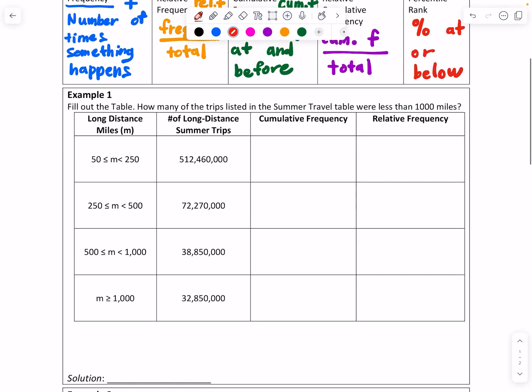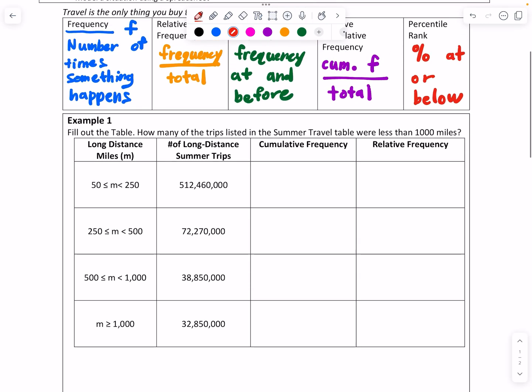And let's look at an example, see if we can make sense of this. So the first example, we're just going to fill out the table. We want to know how many of the trips listed in the summer travel table were less than 1,000 miles. So we'll fill out the table first, and then we'll come back and answer that question.